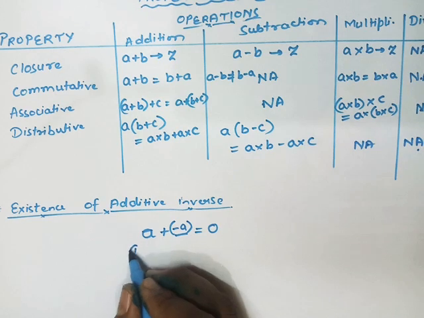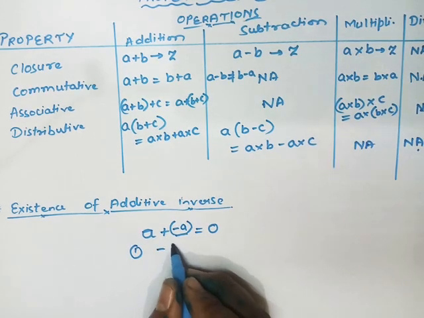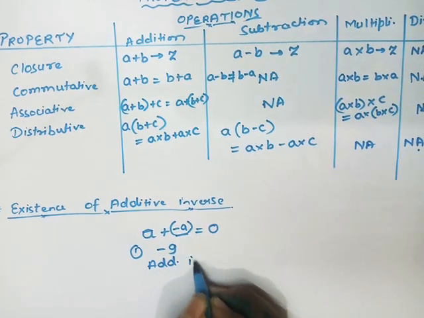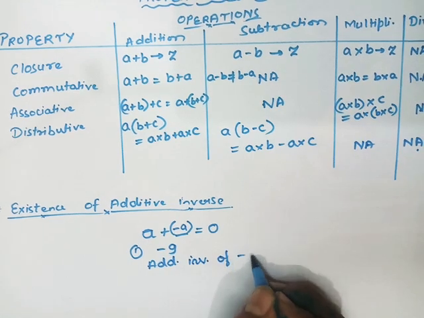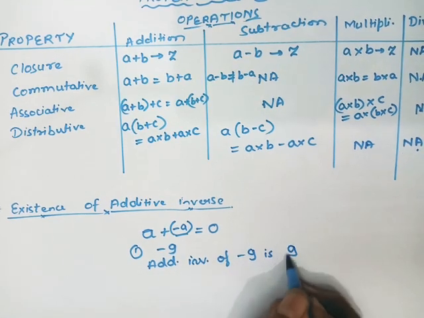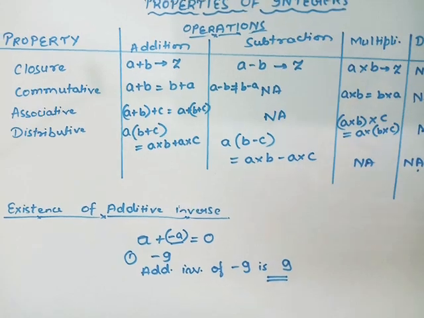Like if I take a question, find the additive inverse of -9, the answer will be that the additive inverse of -9 is +9. So we can do many more problems of this.